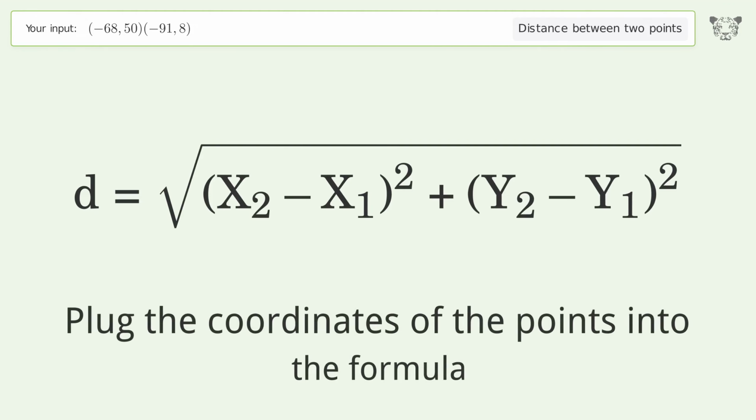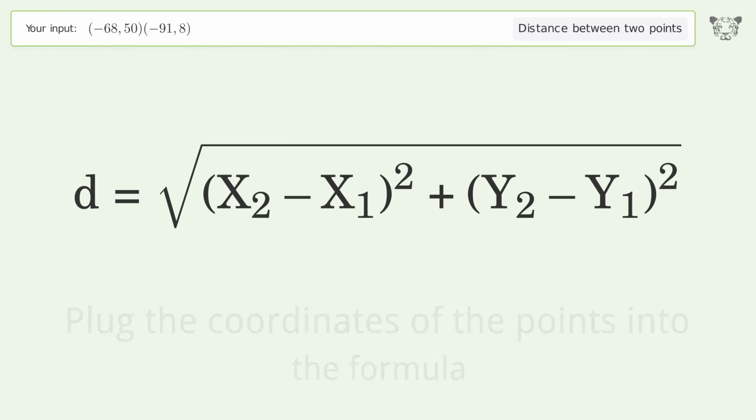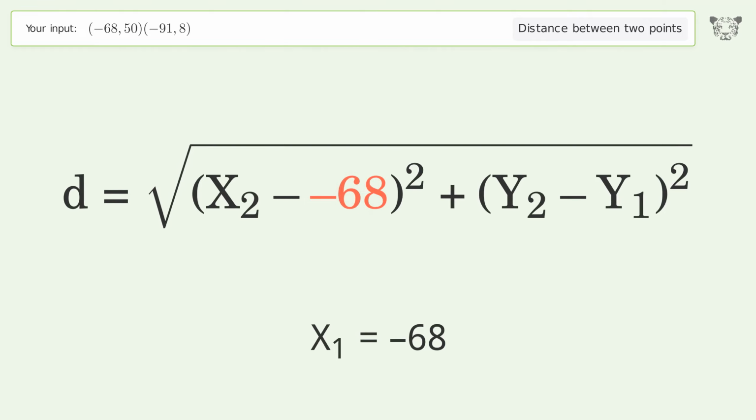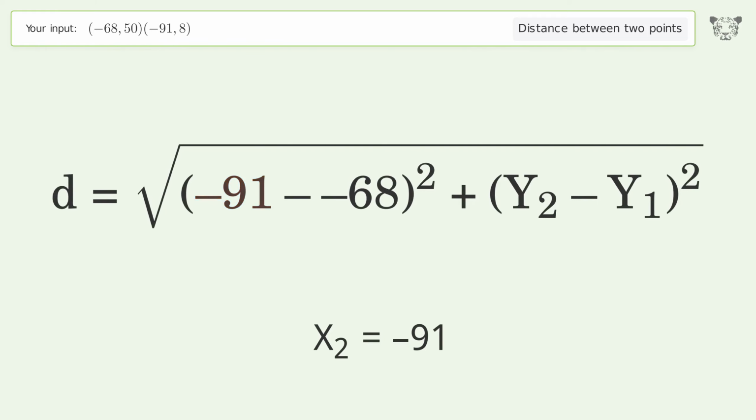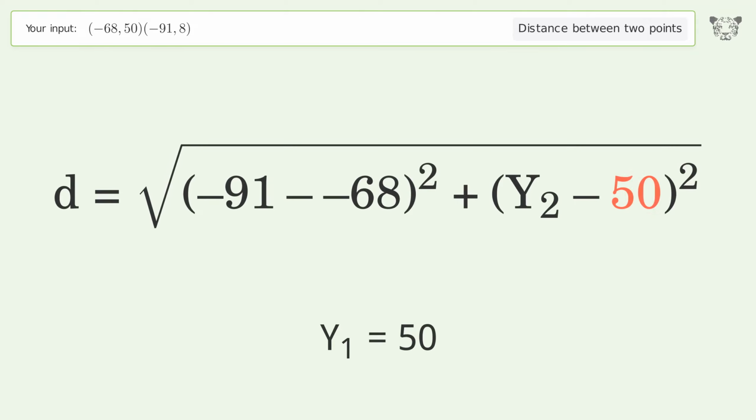Plug the coordinates of the points into the formula. x1 equals -68. x2 equals -91. y1 equals 50. y2 equals 8.